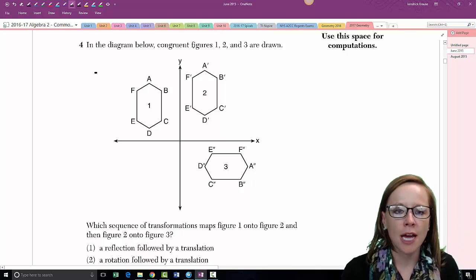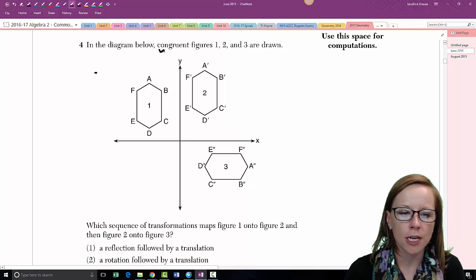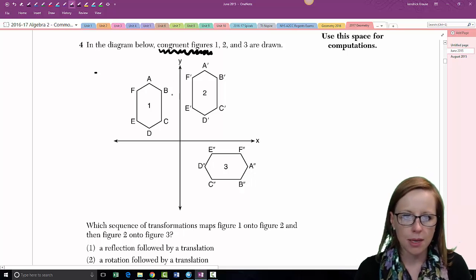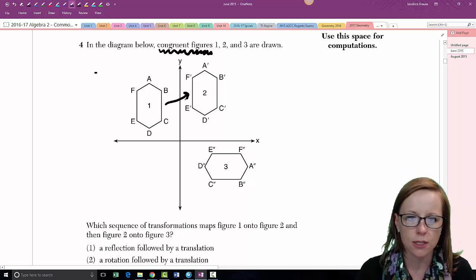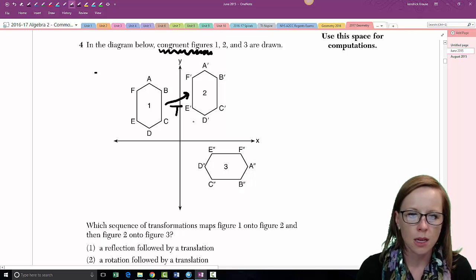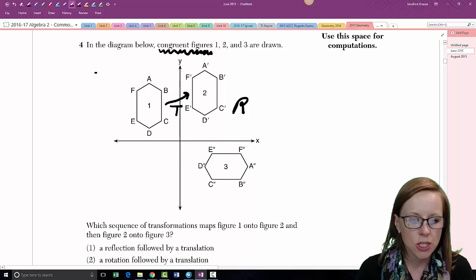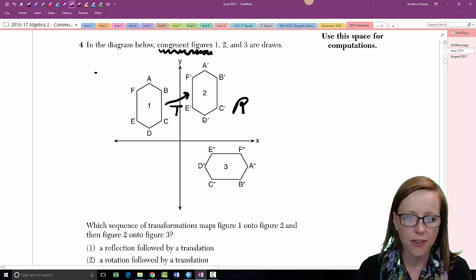In the diagram below, congruent figures 1, 2, and 3 are drawn. So we know we're going to use congruence transformations. Before I even look at the question, to get from 1 to 2, it looks like just a translation. And to get from 2 to 3, it looks like a turn or a rotation, right? So it says, which sequences of transformations map figure 1 onto figure 2 and figure 2 onto figure 3?